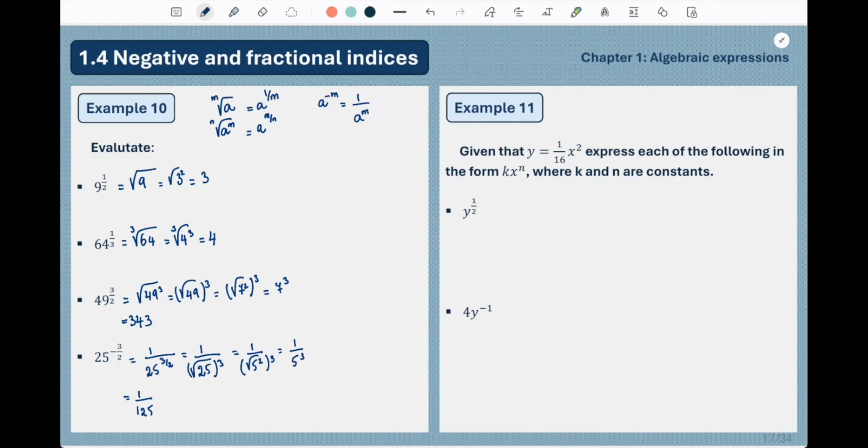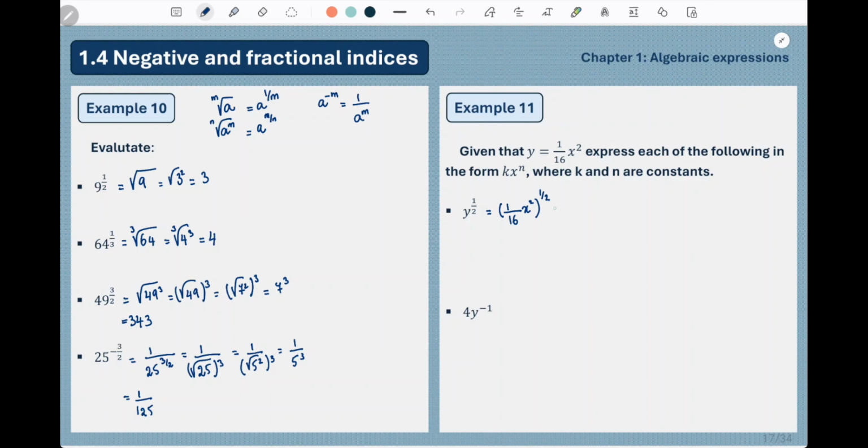So we're done with this example, and we're going to move on to example 11. Given that y equals 1 over 16x to the power of 1 over 2, express each of the following in the form kx to the power of n, where k and n are constants. I have my value of y here, so we're going to make the substitution and rewrite y, because it's an equality. We're just going to replace it.